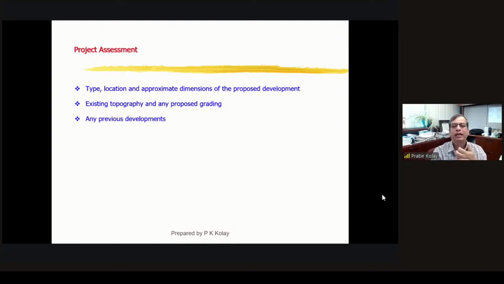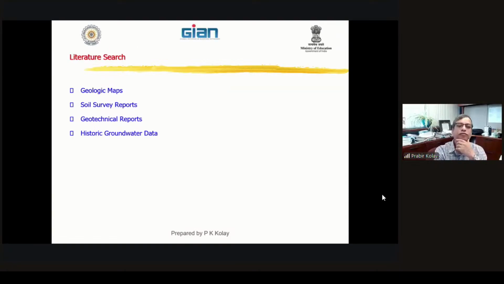Project assessment, here, a few things you need to know: the type and location and approximate dimension of the project development. So again, it's a small project, and the area, so you need to know how many boreholes you need to do. So that one also you need to check. Existing topography of any proposed grading, so we need to check also. And also any previous development. So previous development, if the existing site is already developed, then you have an idea from the existing project.